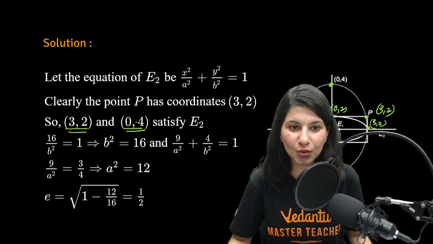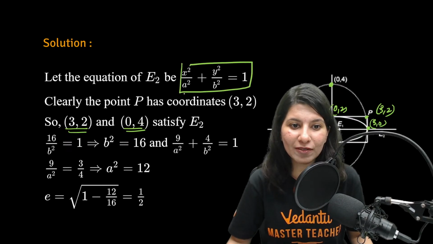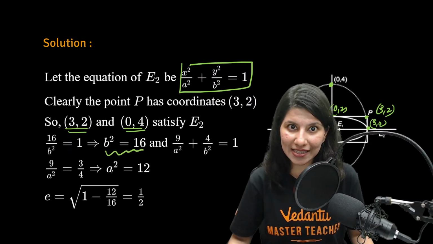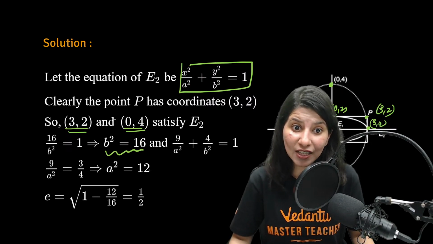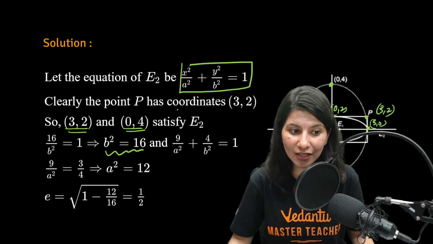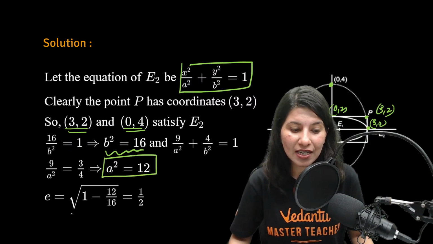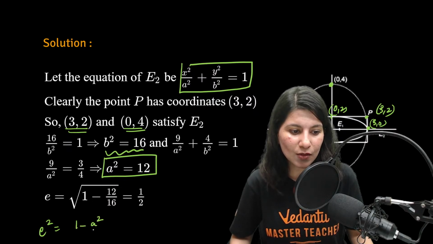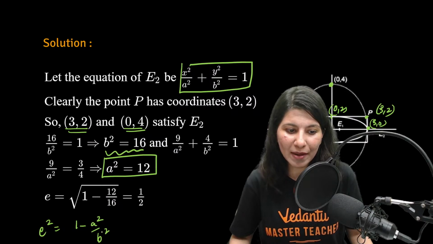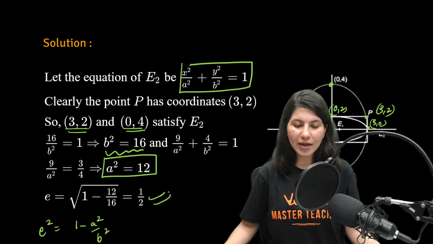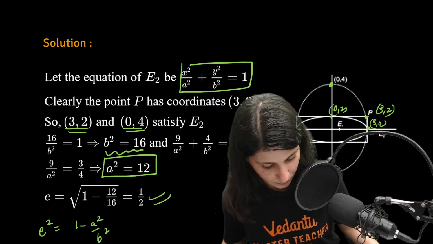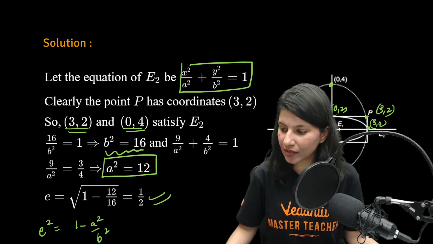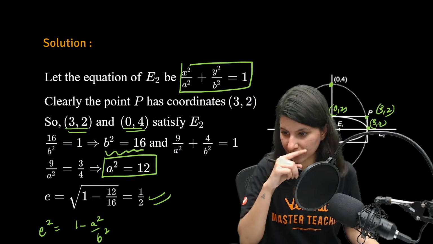You have to do nothing. Just satisfy 0, 4 in this. The moment you satisfy 0, 4, you will get b square is 16. Now you satisfy 3, 2 in this. The moment you satisfy 3, 2, you will get a square is 12. Now eccentricity is nothing but, as this is a vertical ellipse, 1 minus a square by b square, that is 1 minus 12 by 16. The moment you solve it, you will get 1 by 2 as the eccentricity. Okay. Alright. Clear? Any doubts? Any confusion? Let me know.